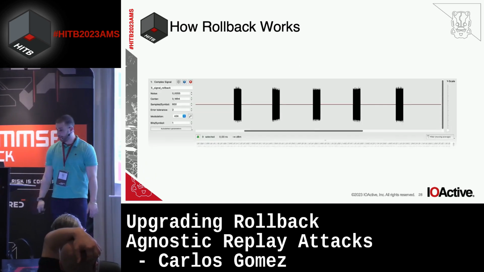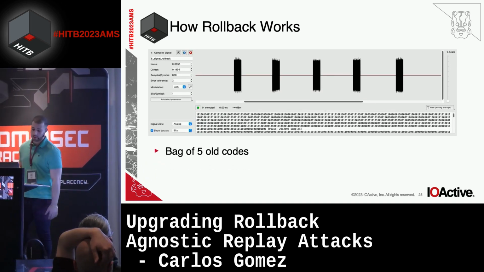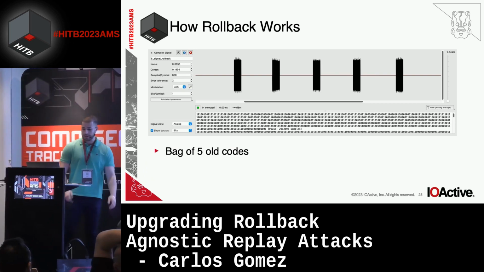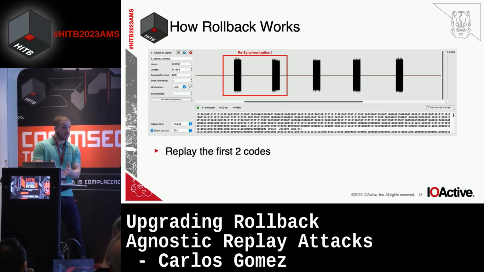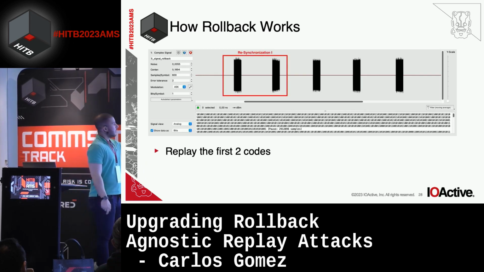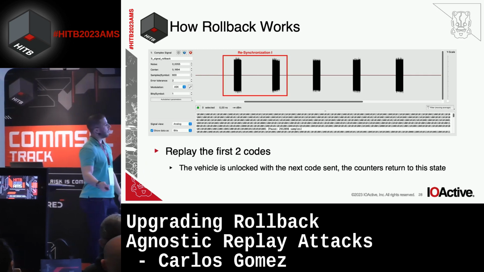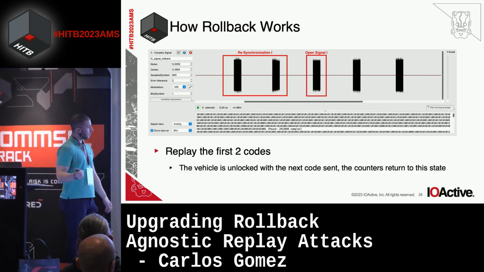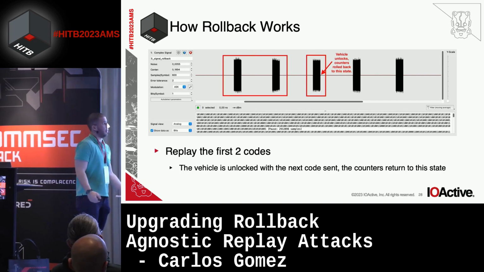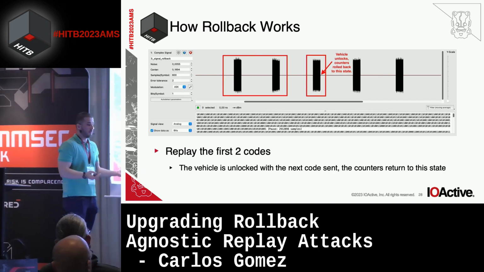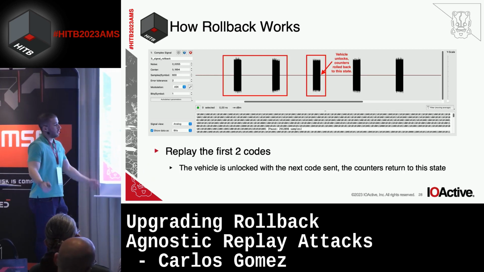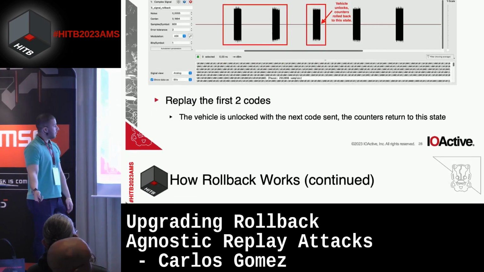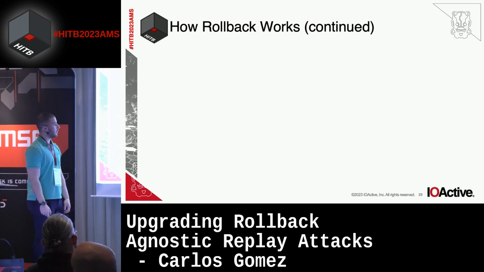How does Rollback work? I put here a bag of five old codes, codes already used in the past. We can replay the first two codes, it's really simple. When we replay these two codes, they resynchronize the internal clock of the vehicle, and on the third signal in the sequence the vehicle unlocks and the counter rolls back to this state. So it's just that, without any replay techniques like the other attacks. It's so basic. And this is one scenario that they presented at Black Hat.